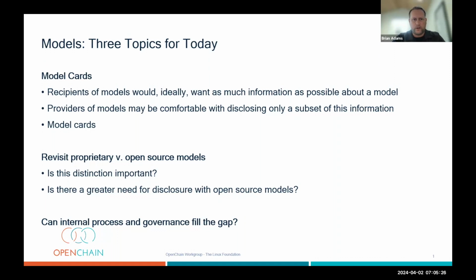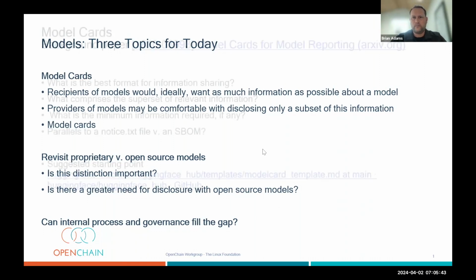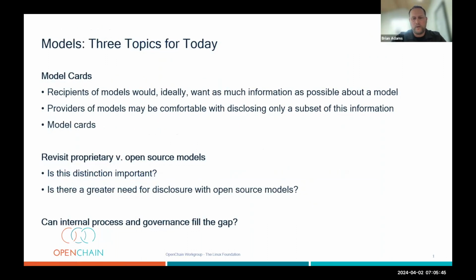And I really want to touch on 3 key topics in a bit more detail than we've done in the past. Some of them are topics we have discussed before, and some might be new. The first being model cards. Really, I think we need to come together as a group and decide to what extent model cards make sense for OpenChain, for AI models, and what is the proper format? What's the proper content? Are there resources out there today that we can leverage to come up with what we think is maybe a minimum set or an ideal set of information?